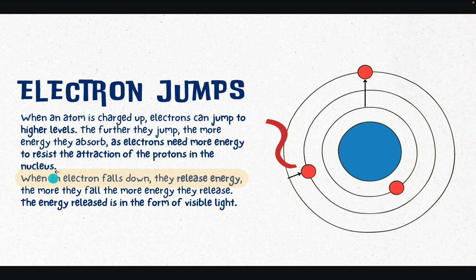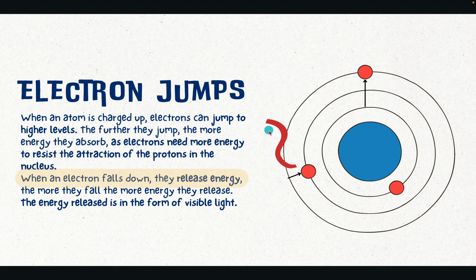Alright, so let's talk about electron jumps. Electron jumps are something designed by Bohr. So an electron is just simply chilling on its shell right here. However, if you zap it with an electrical charge, it will jump up to another shell. When it jumps up to another shell, it absorbs the electrical charge. So the thing is, it needs energy to jump. Then it falls down after it jumps and it releases energy. The less it falls down, the less energy it releases.